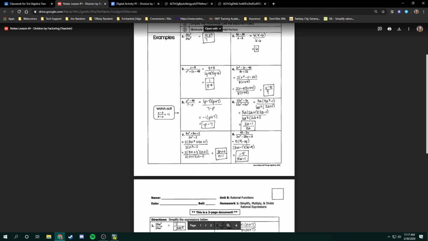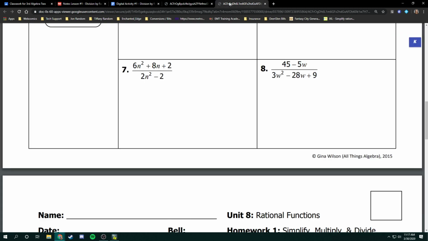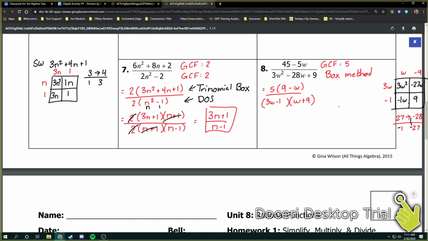Yeah. I lost a negative somewhere. Let me look at that. Figure out where I lost it. Oh, I lost a negative just copying it over from box method. Okay. There's the pattern that is equal to negative 1 from the second row. So this is, let's see, 5 times negative 1 is a negative 5, and then in our denominator we have 3w minus 1.